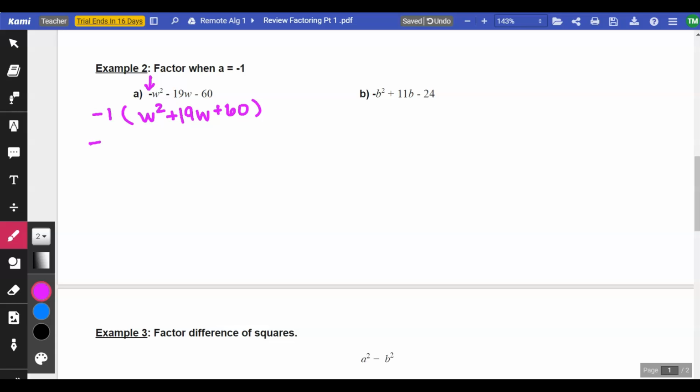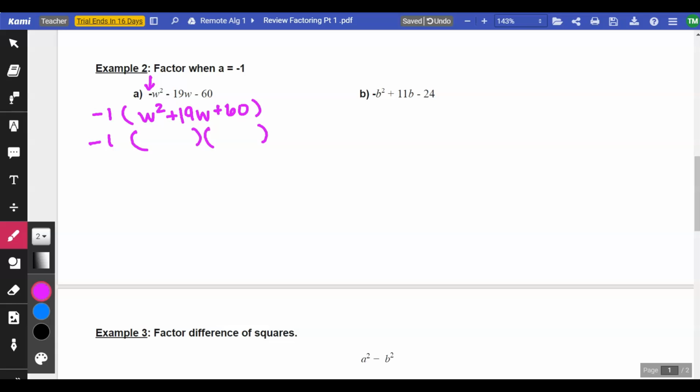When you set up your factors, you want to make sure that negative 1 is still out in front, because this negative 1 is one of the factors of the original problem. So this problem is actually going to have 3 factors: negative 1, whatever is in these parentheses, and whatever is in these parentheses.